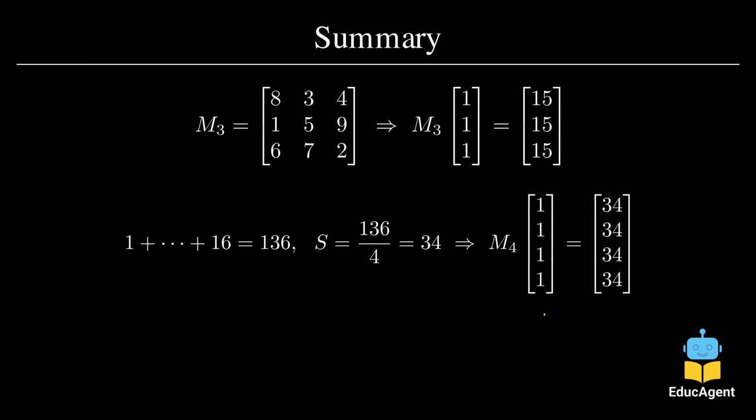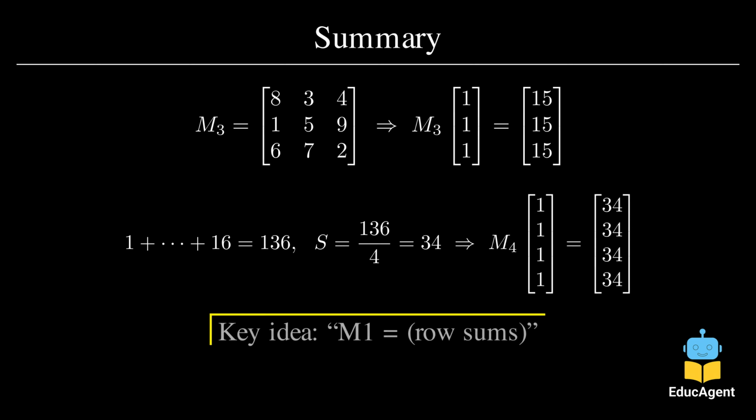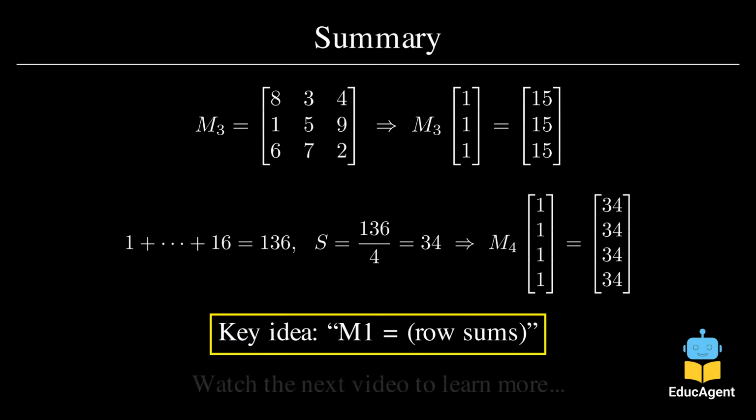The big takeaway: multiplying any matrix by an all ones vector adds across rows. In a magic matrix, that makes the result a constant vector. Watch the next video to learn more. Next, we'll explore how these all ones vectors connect to special directions of matrix scales in a perfectly consistent way.